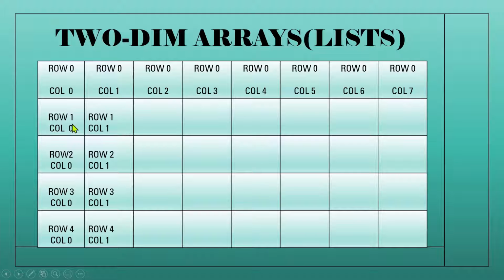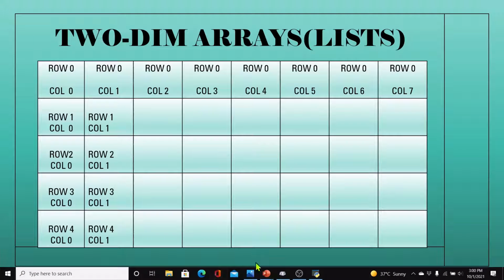Similarly, here we would have row 1, column 0, row 1, column 1, row 1, column 2, and so on. Then you would have row 2, column 0, row 2, column 1, and so on and so forth. Okay, so I hope you get the idea. It's just like a grid. Now, how would we initialize a two-dimensional list? Let's assume that we didn't have the concept of list comprehension. So then we would have to do something like this.